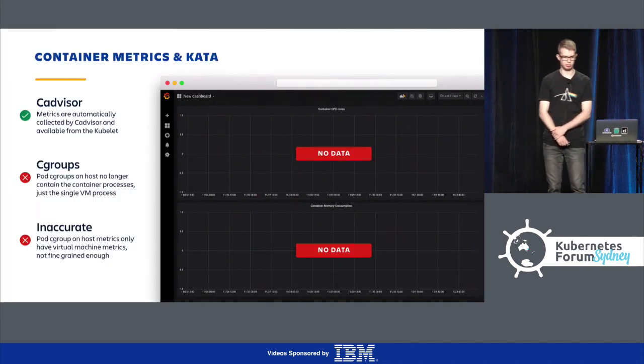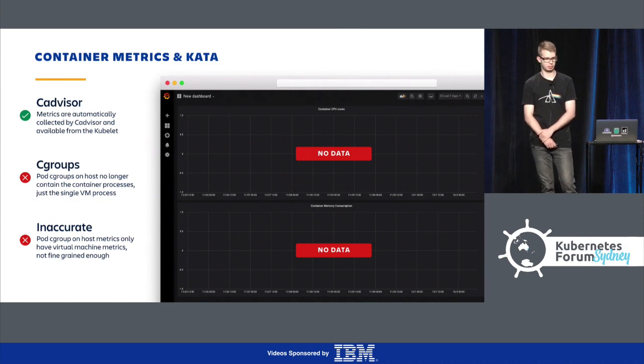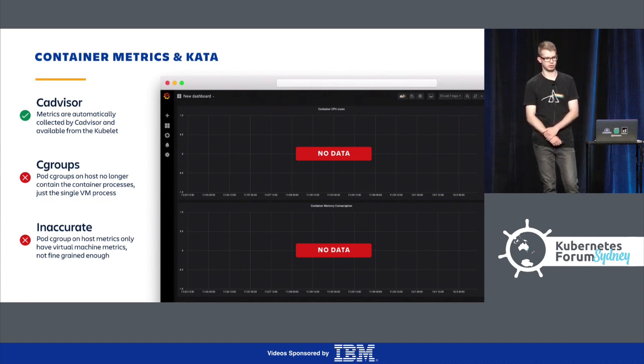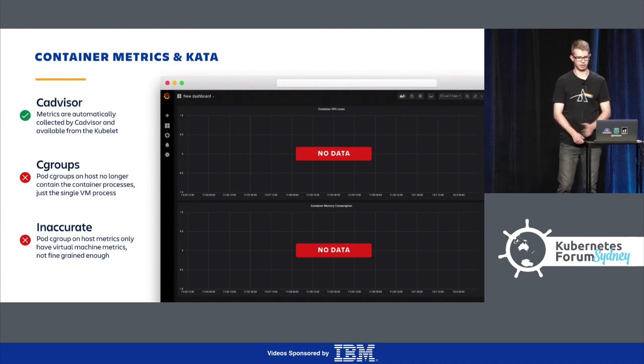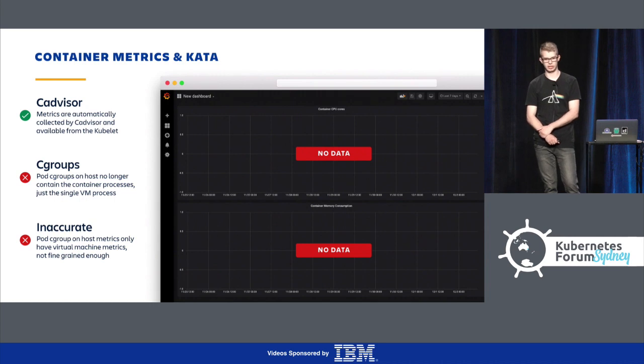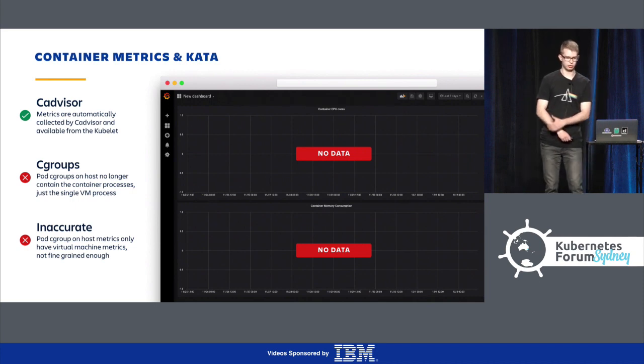So when we look at that same metrics pipeline in the context of Kata, we run into a few problems. Initially, things look pretty good. Kubelet is able to query cAdvisor, which is in turn able to scrape the cgroups for metrics. However, the metrics returned from cgroups are missing individual container metrics, due to the container process now running in a completely separate virtual machine and not on the host itself. The only process in that host cgroup is now the VM process, which is managing the VM. And so those metrics are now completely inaccurate.